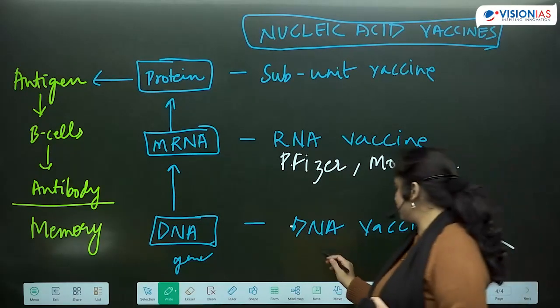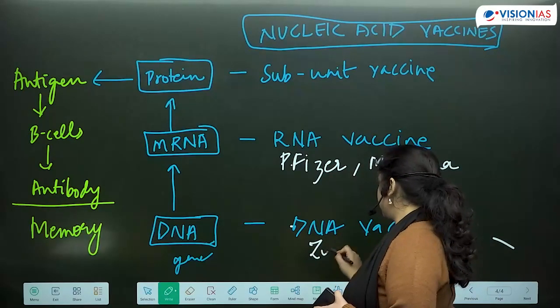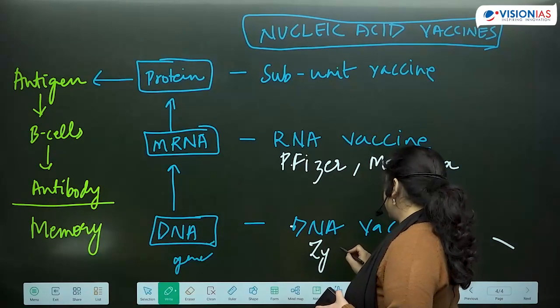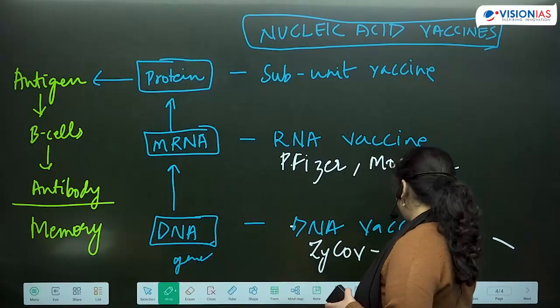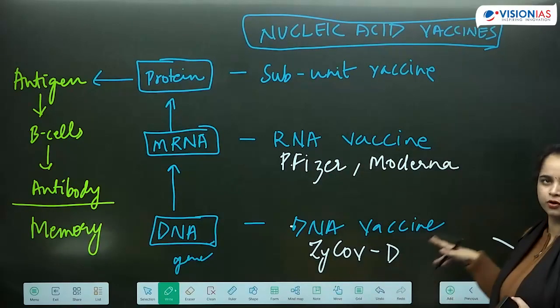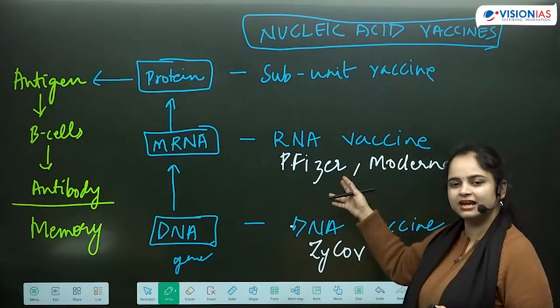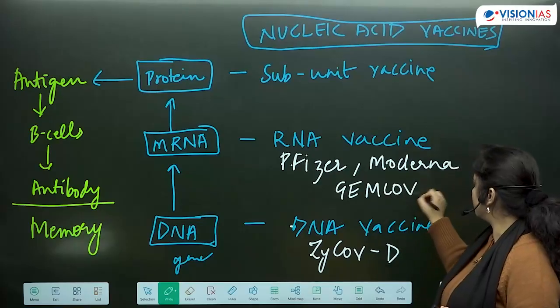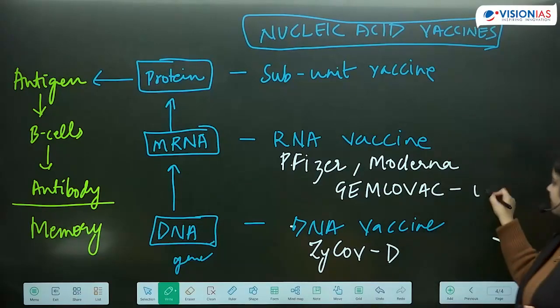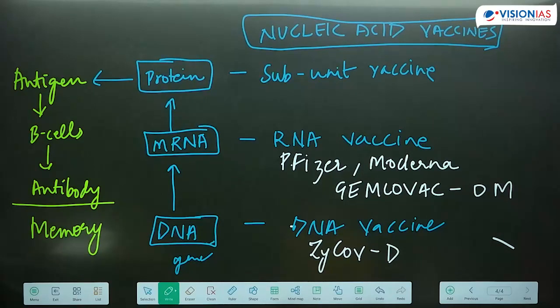For DNA, you have an indigenous, made-in-India vaccine. You have Zydus Cadila making Zycov-D. This is also for COVID-19. And India also made an mRNA vaccine, which is Gemcovac. They made this for the Omicron virus. So all of these are COVID-19 vaccines.